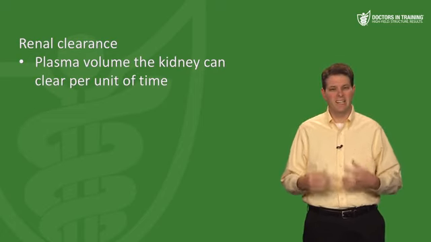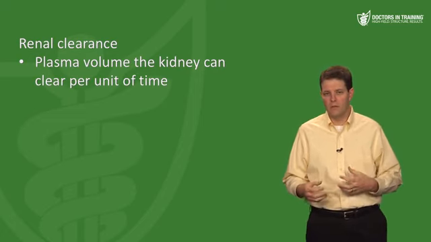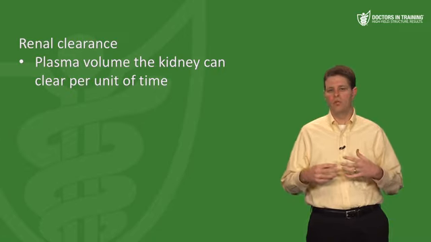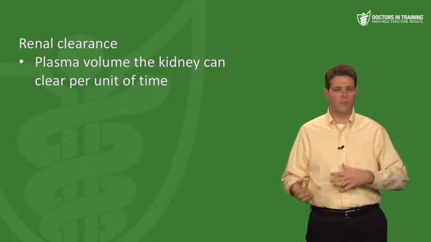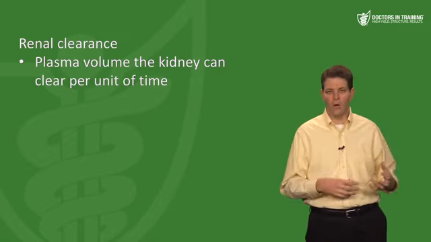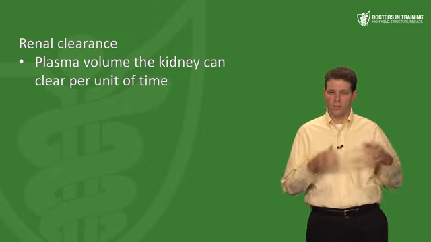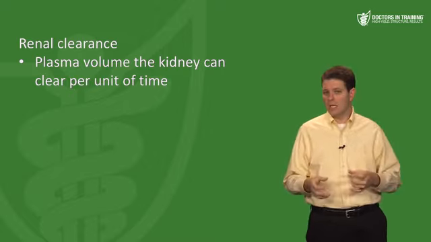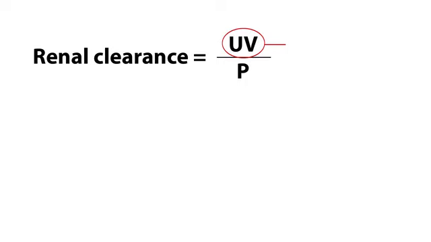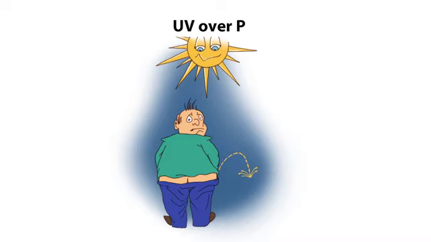First of all, we need to think about renal clearance, which is how much plasma volume the kidney can clear per unit of time. So clearance is volume per unit of time, milliliters per minute, or liters per hour, or gallons per fortnight, or whatever. Volume per unit time. And to calculate clearance, you use the equation UV over P. Now this cartoon may help you remember that expression. UV, like UV rays in sunlight, over, well, P.